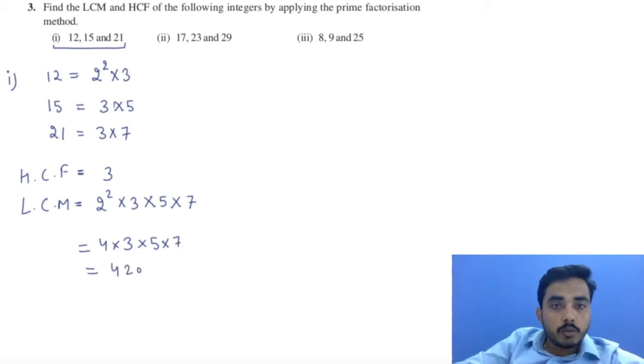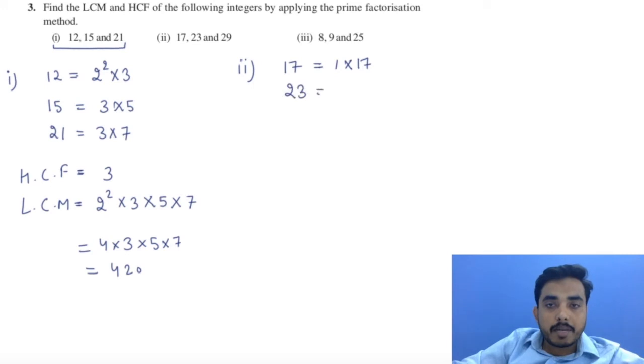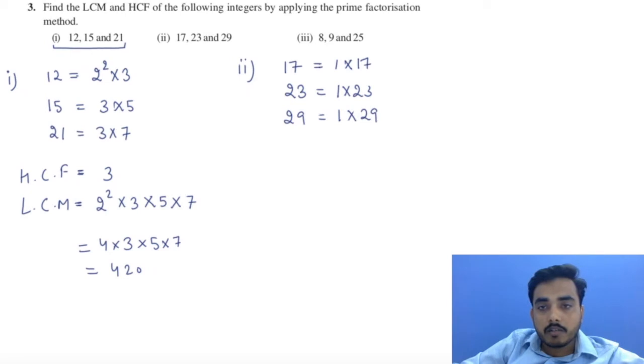Now let's move to part 2. So part 2 is three numbers are 17, 23 and 29. So 17 is already a prime number, so we can express this as 1 into 17. 23 is also again prime, so this is 1 into 23. 29 is again a prime number, so we can write it down as product of prime factors as 1 into 29.